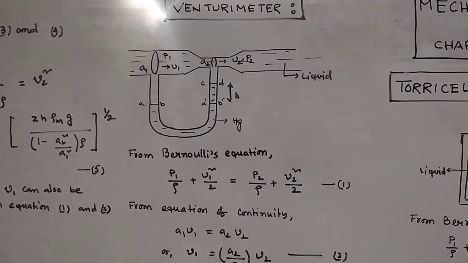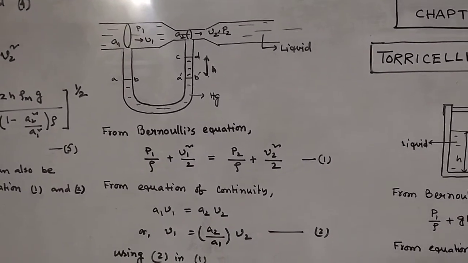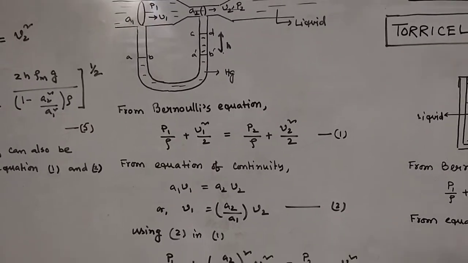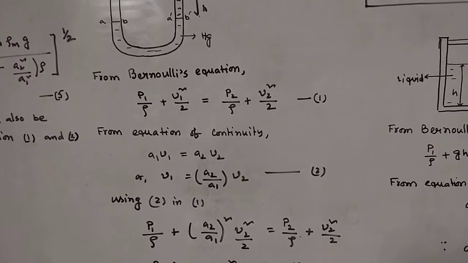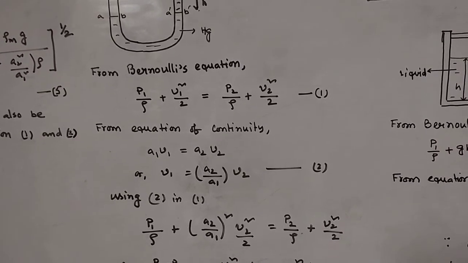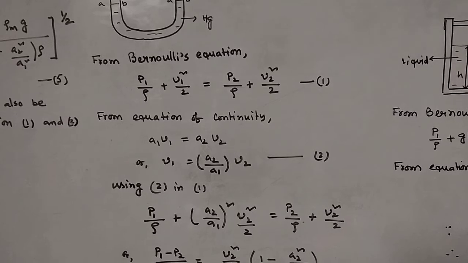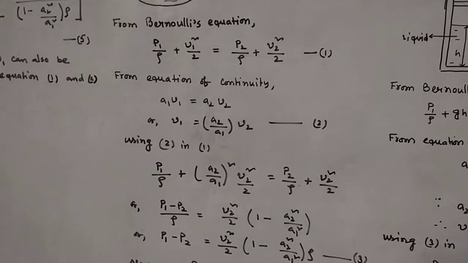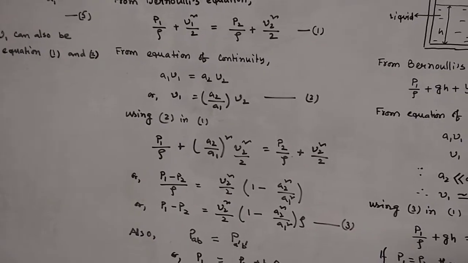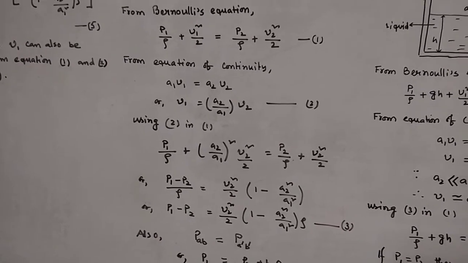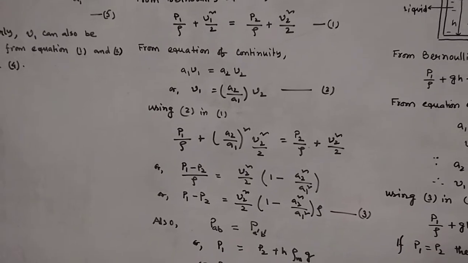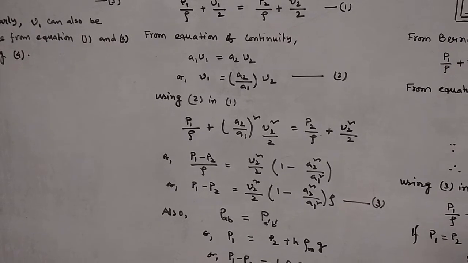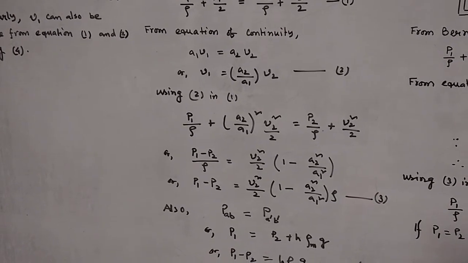Now from the equation of continuity, again A1 V1 equals A2 V2. So V1 equals A2 by A1 times V2. Now using 2 in 1, we will replace V1 with this A2 by A1 V2. So A2 by A1 whole square, V2 square by 2. So we take the V2 square by 2 term to one side: V2 square by 2, 1 minus A2 square by A1 square, and on this side P1 minus P2 by rho. So P1 minus P2 equals V2 square by 2, 1 minus A2 square by A1 square, bracket closed, with rho.